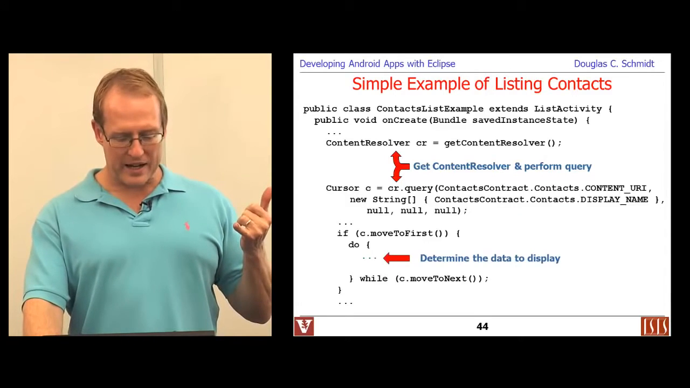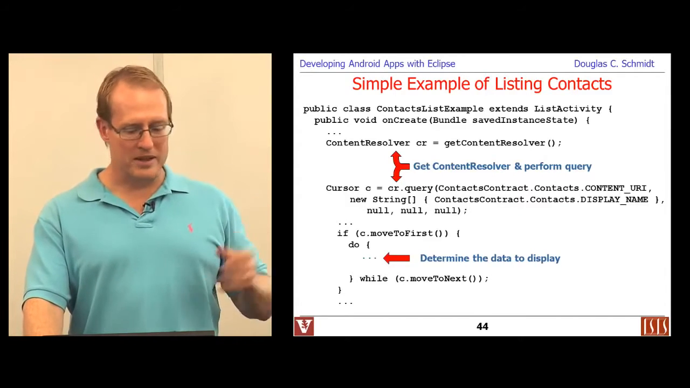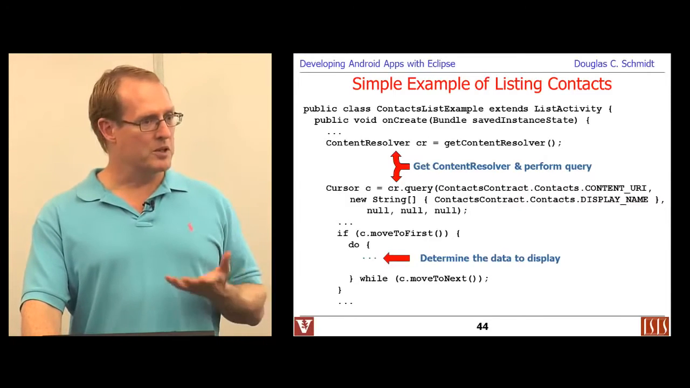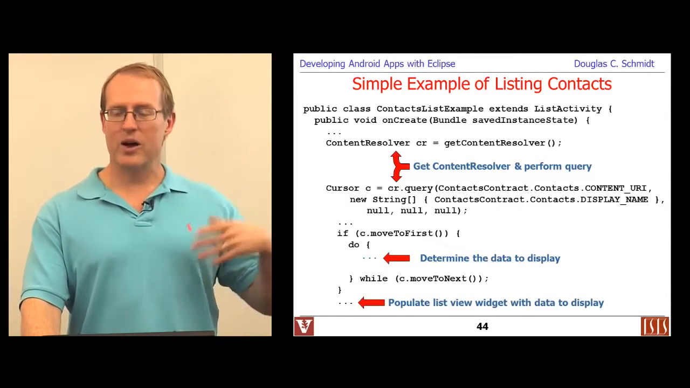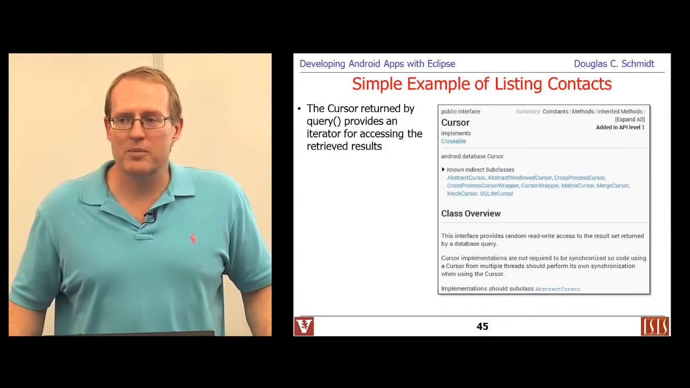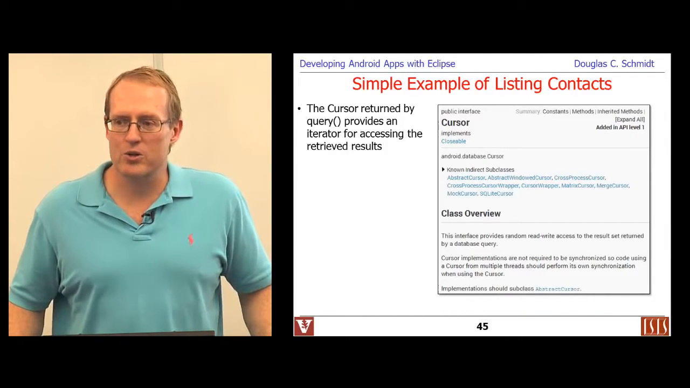And what that gives us back is a cursor. We'll talk about that in a second. And then once we get the cursor back, then we go ahead and determine what data we want to display, and then we go ahead and display it. So we'll talk about each of those things in turn. Before we talk about that, though, let's quickly talk about what a cursor is.